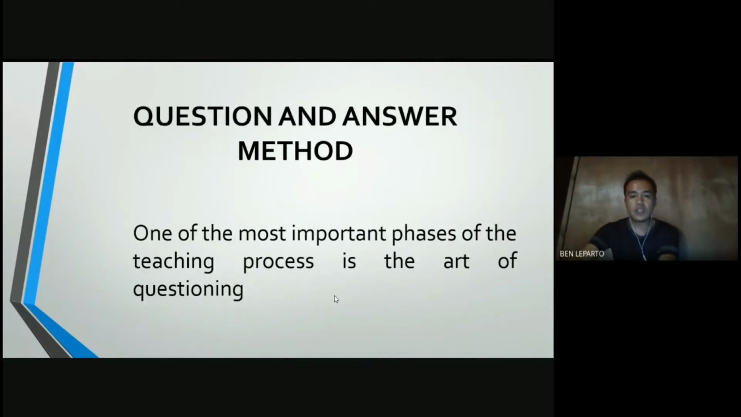Then the last one is the question and answer method. One of the most important phases of the teaching process is the art of questioning. If we can recall, the teacher is always questioning us. So that is the question and answer method in the traditional method of teaching.